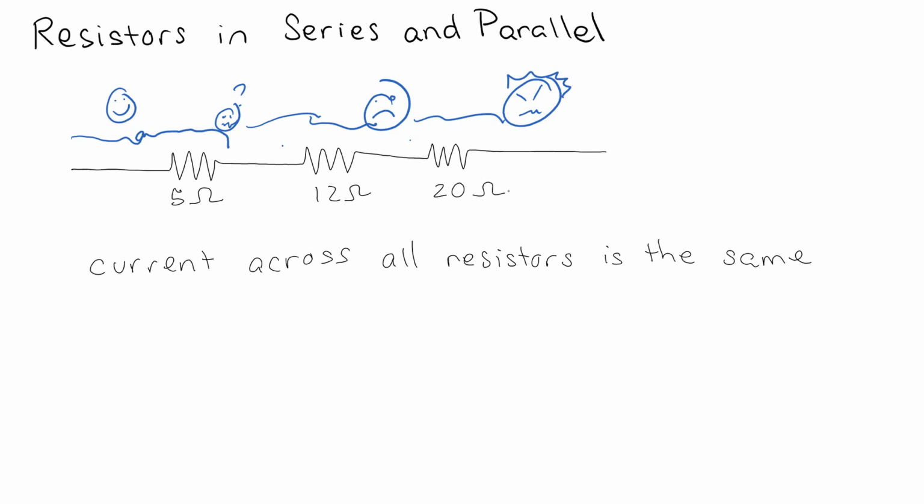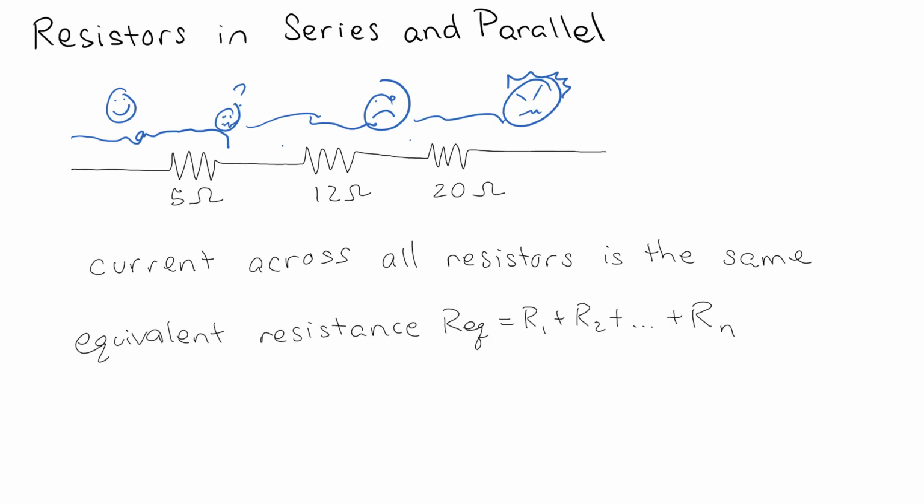And so whenever we have resistors put together in series, the equivalent resistance is equal to the sum of all of the resistors themselves. However many resistors you have, if they are all in series, the equivalent resistance is the sum of all of them together. So going through a 5 and then a 12 and then a 20 is the equivalent of going through 5 plus 12 plus 20, which is 37 ohms. Does that make sense?